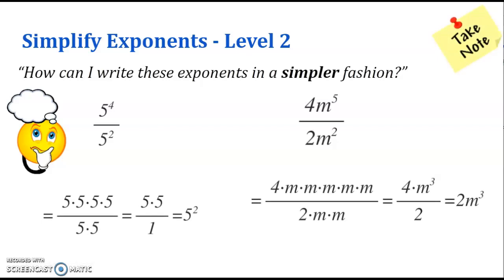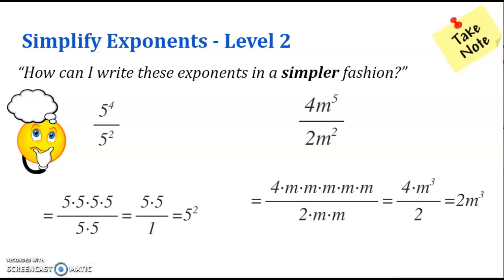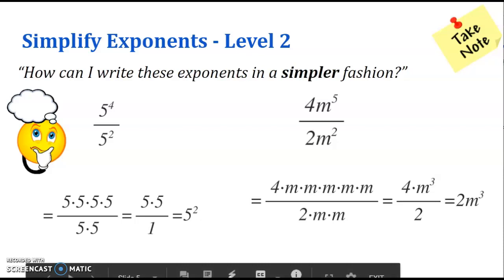Alright, so 5 to the power of 4, if I just expand it out, that becomes 5 to the power of 4 divided by 5 squared. Now from here, I can see that 5 is being multiplied and then divided. So 5 is being multiplied by 5, then divided by 5 here. So what is 5 divided by 5?